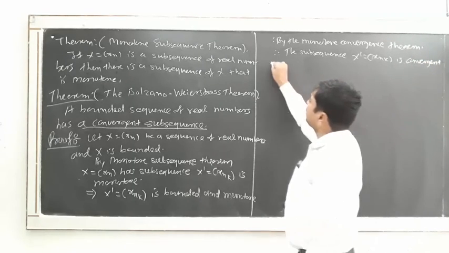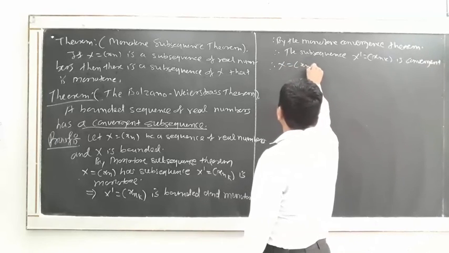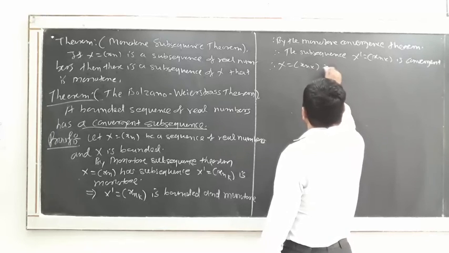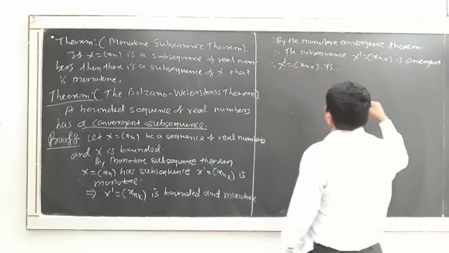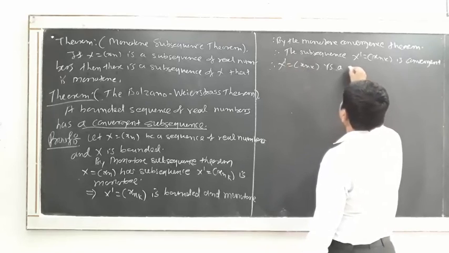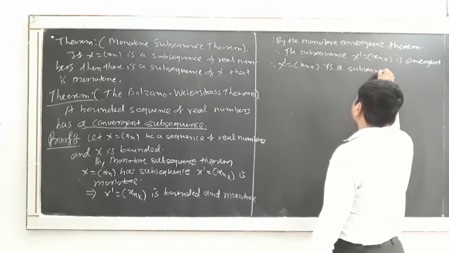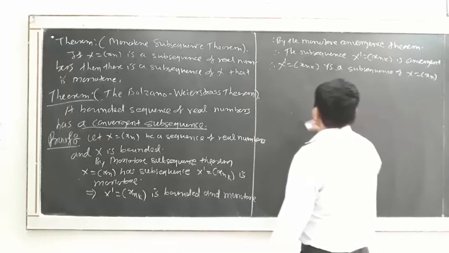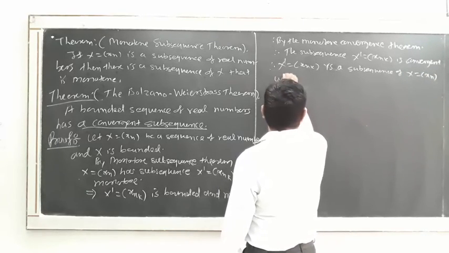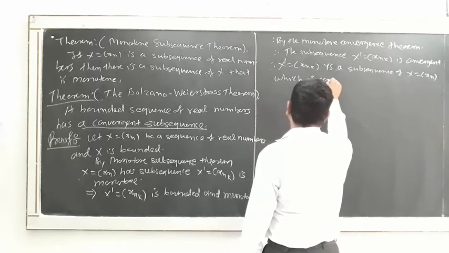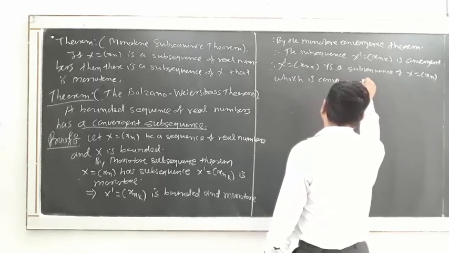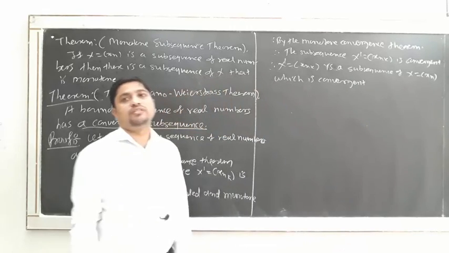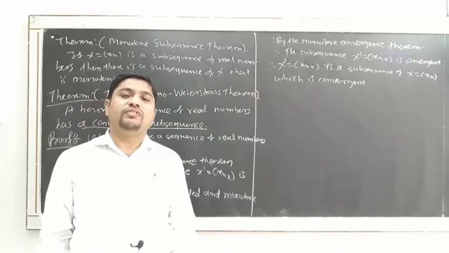Therefore x dash is equal to (xnk) is a subsequence of x is equal to (xn) which is convergent, or we can write that x is equal to (xn) has a convergent subsequence. So this is again a very simple proof.